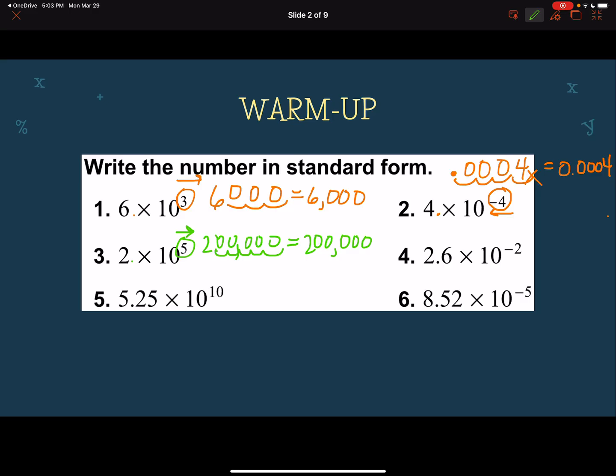Number 4, we have a negative 2 exponent. That tells us we're going to make it a smaller value. We're going to move to the left twice. Currently, it is 2.6. So when I move twice to the left and put my new decimal, I have 1 blank spot to fill in with a placeholder, get rid of that old decimal. So my new value would look like 26 thousandths.